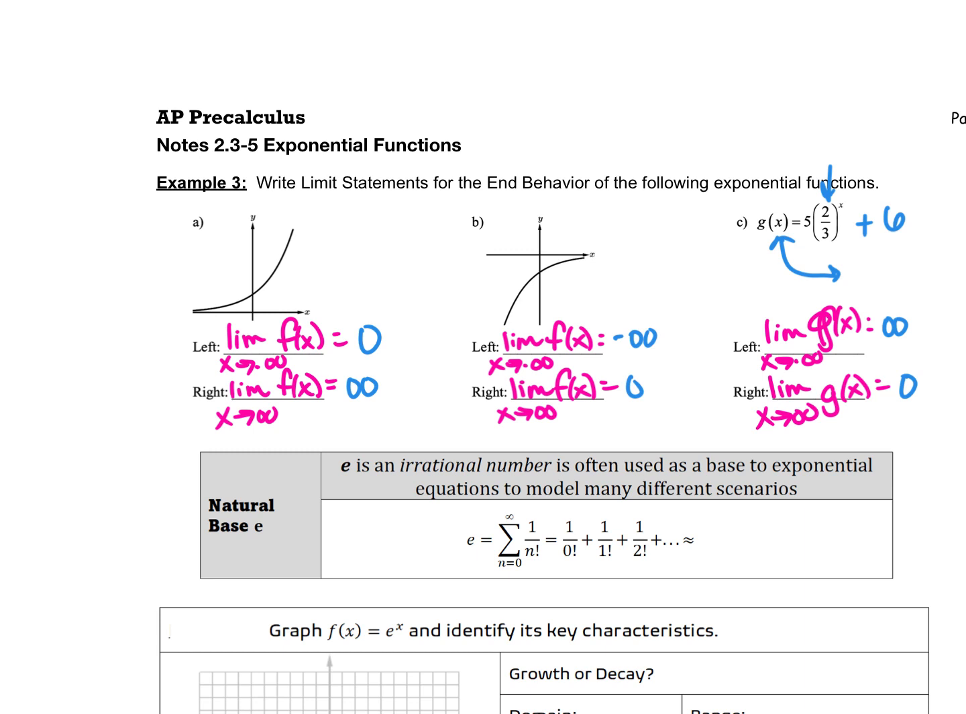And then the 5 just makes it grow bigger, quicker. It's just dilating it vertically, so it's going to be super skinny.